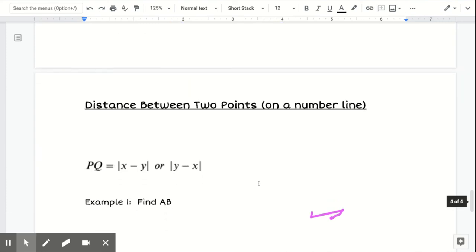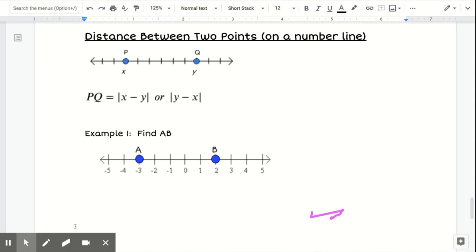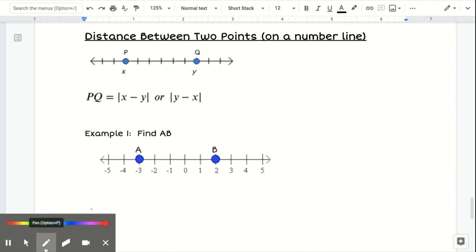All right, next concept. Next up is a distance between 2 points on a number line. So we're going to be working with some number lines here. Okay, so we have a number line here, and we've got 2 points called P and Q. And then the variables that we have listed underneath, the lowercase x and the lowercase y, those just represent some numbers, whatever the numbers happen to be on the number line.